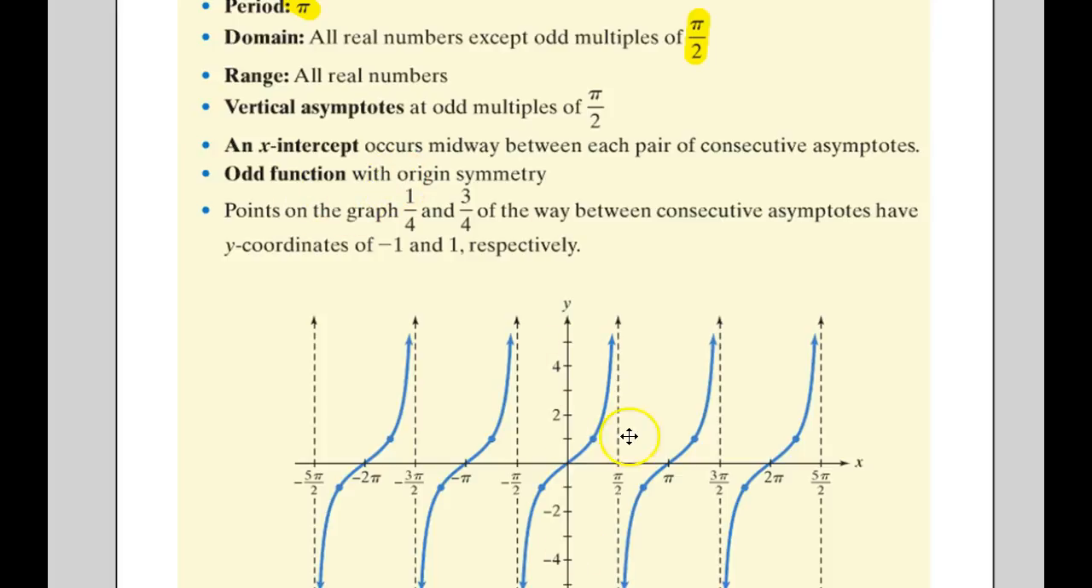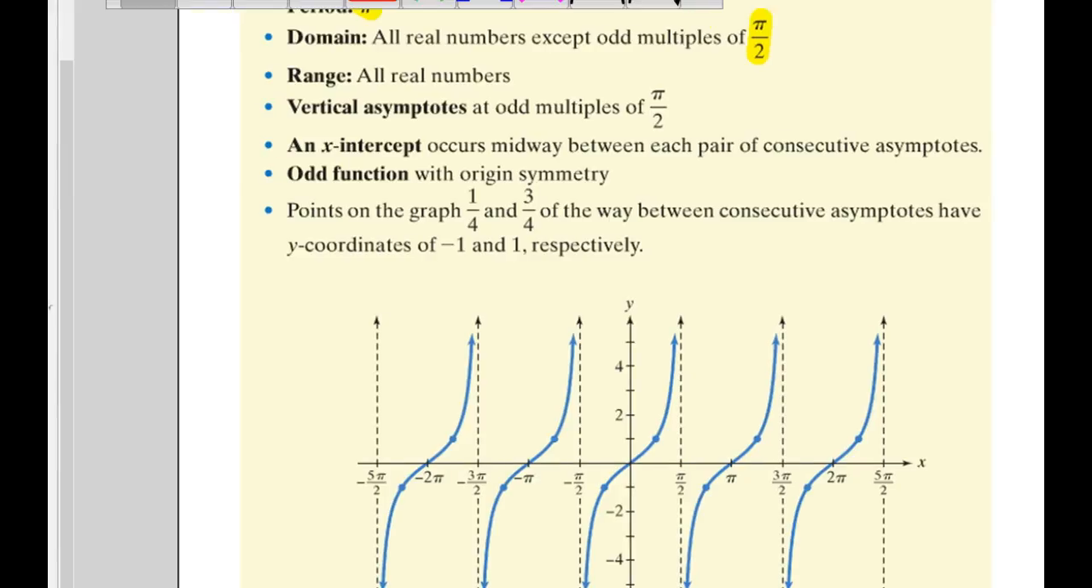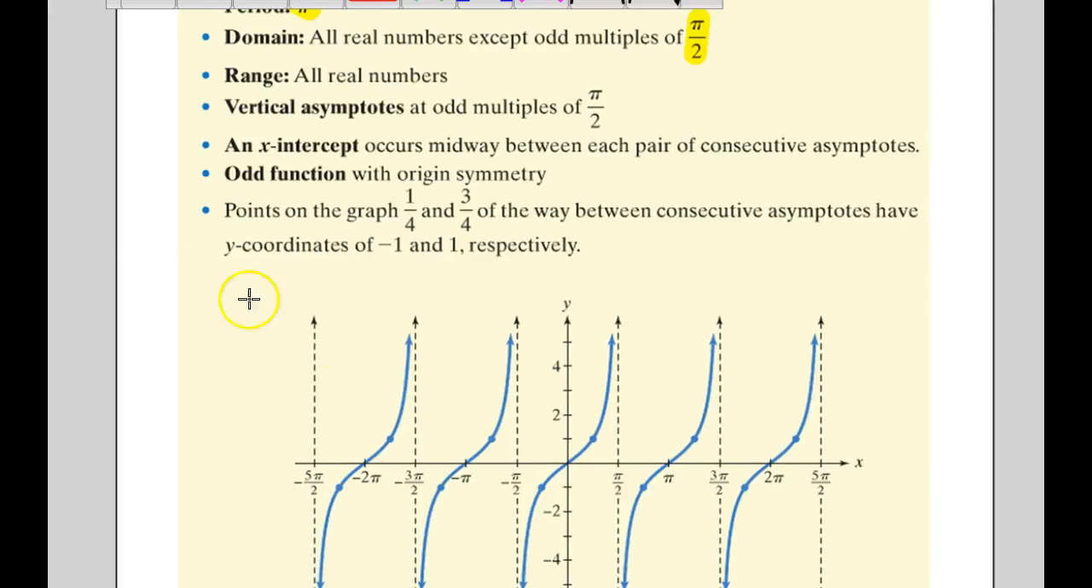Alright, it's an odd function like we said before. It's got origin symmetry like the cubic functions do. And remember, origin symmetry means that if (a, b) is a point on the graph, and you go back through the origin and out that same distance, then (negative a, negative b) is a point on the graph. So it does have origin symmetry. It is an odd function.